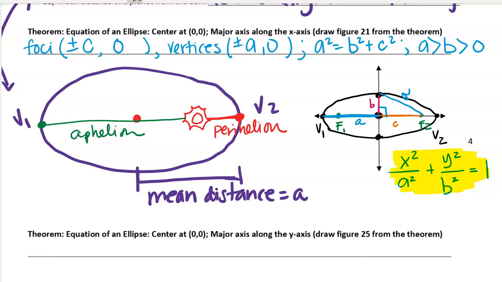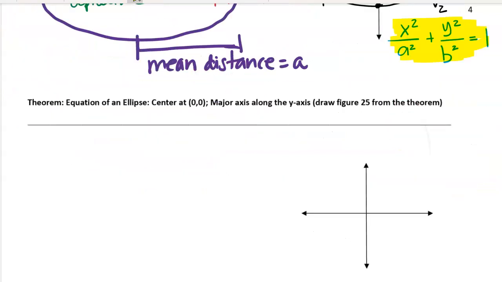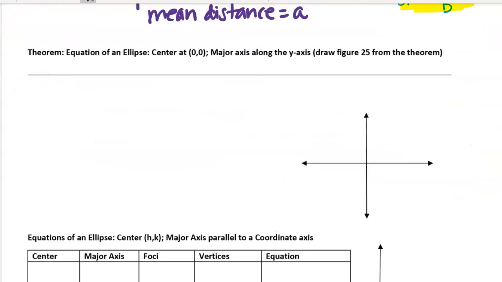All right, theorem number 2 says an equation of an ellipse with a center at 0, 0 again. This time, the major axis is along the y-axis. So let's draw that. Here's center. Here's vertex 1. Here's vertex 2. Okay, so here's the shape.